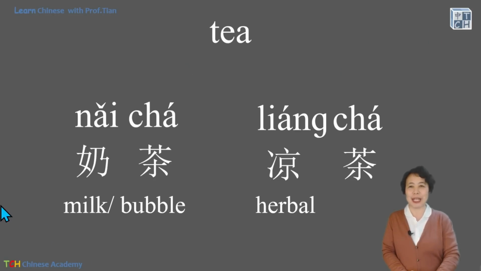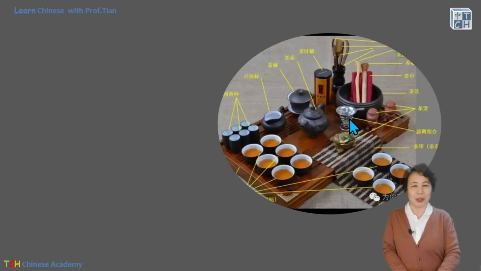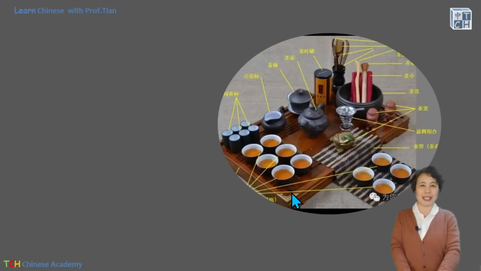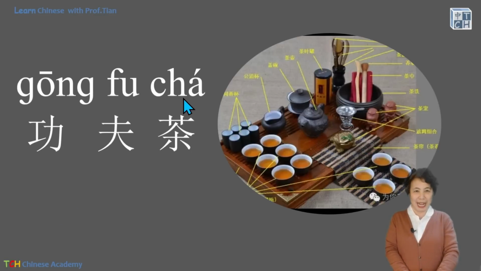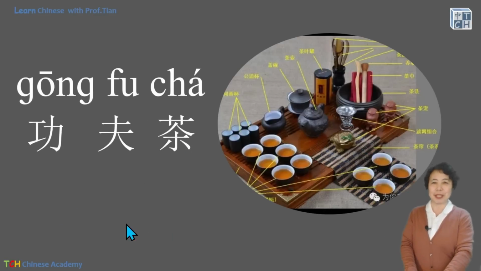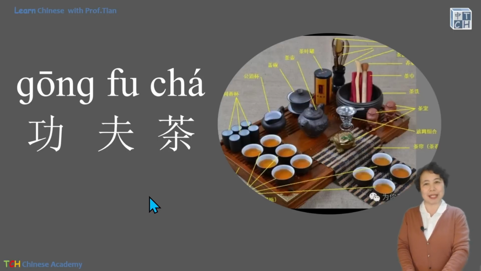And also we have another one. Look at all this. This is a tea set. Yes, you can see the pots, the tiny teacups, and what kind of tea is this? It's called 功夫茶. So what does that mean? 功夫茶 means kung fu tea.